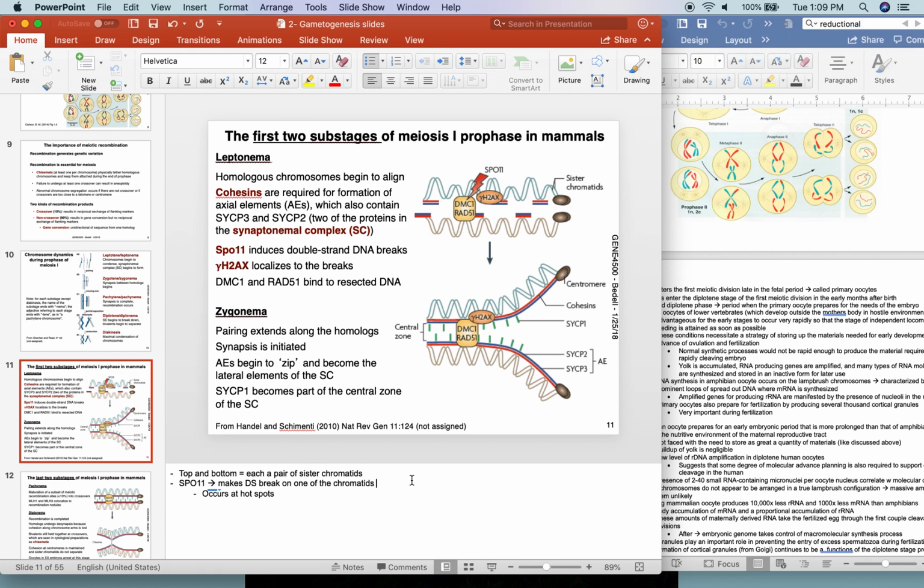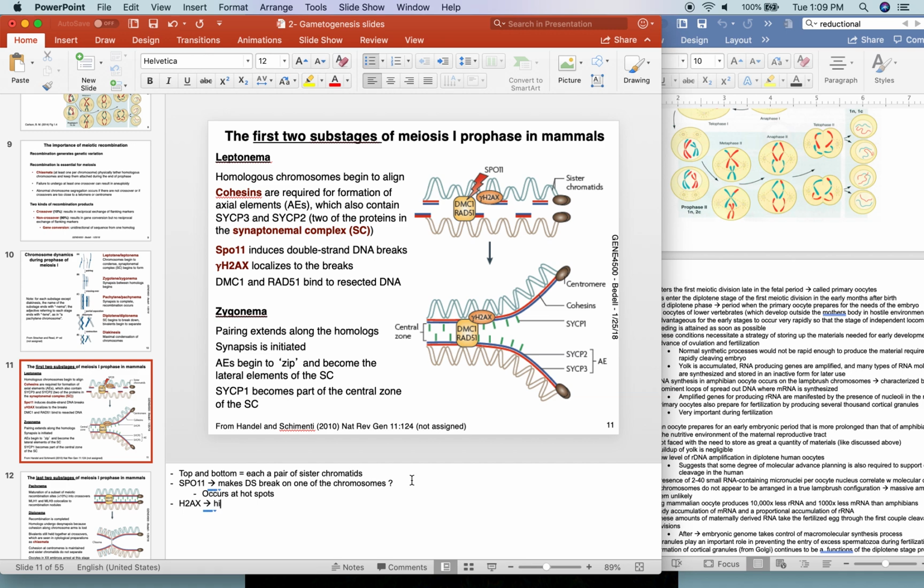it's a phosphorylated protein, phosphorylated H2AX. Anybody want to take a guess of what H2AX might be? You might not have heard of H2AX. Anybody heard of H2A?